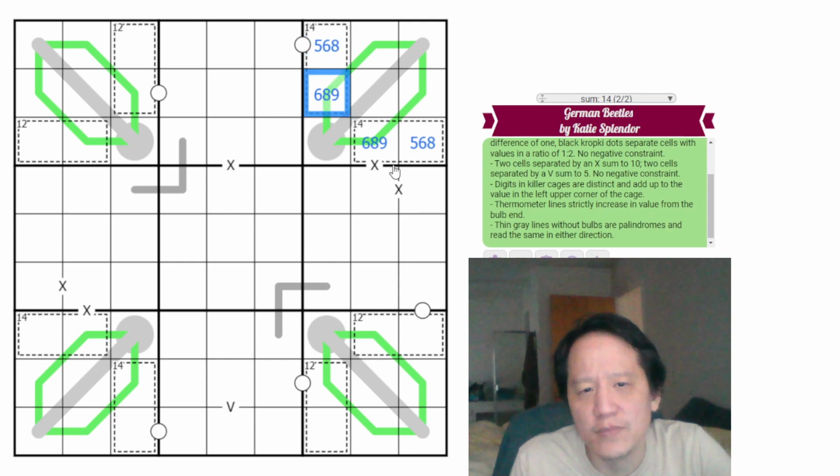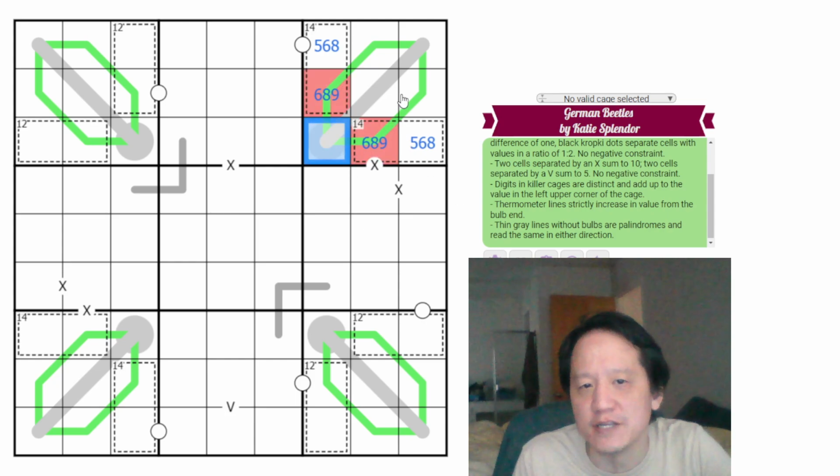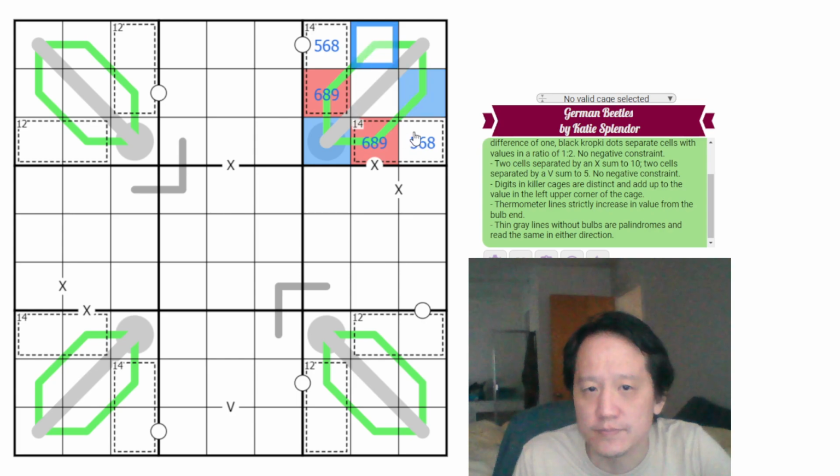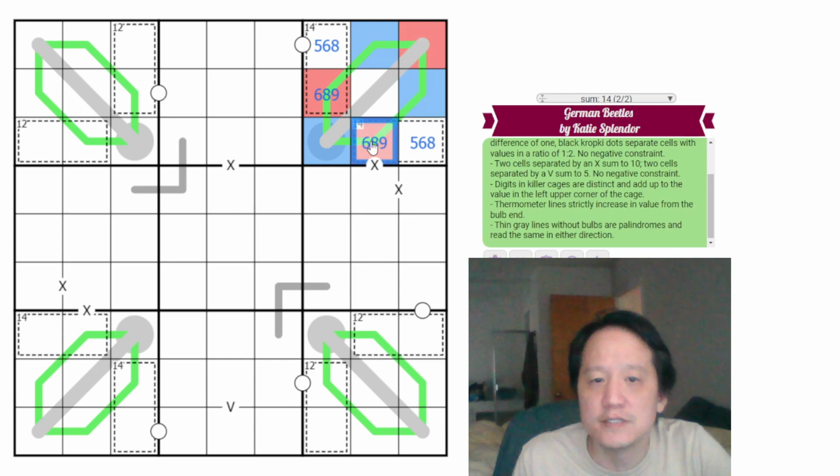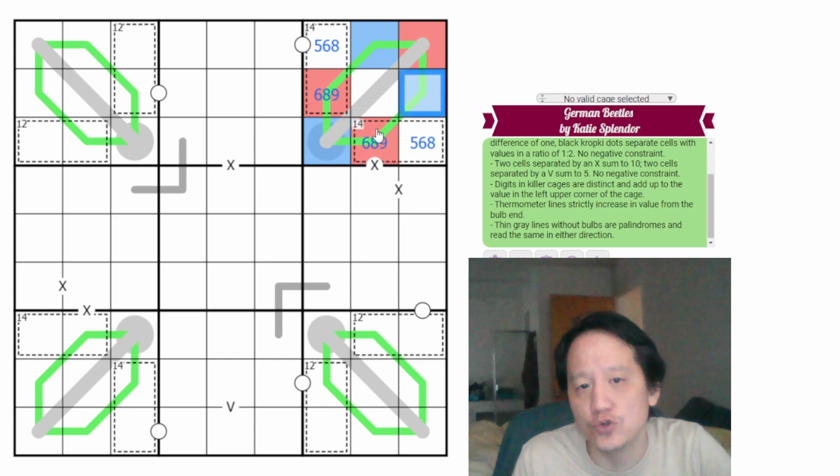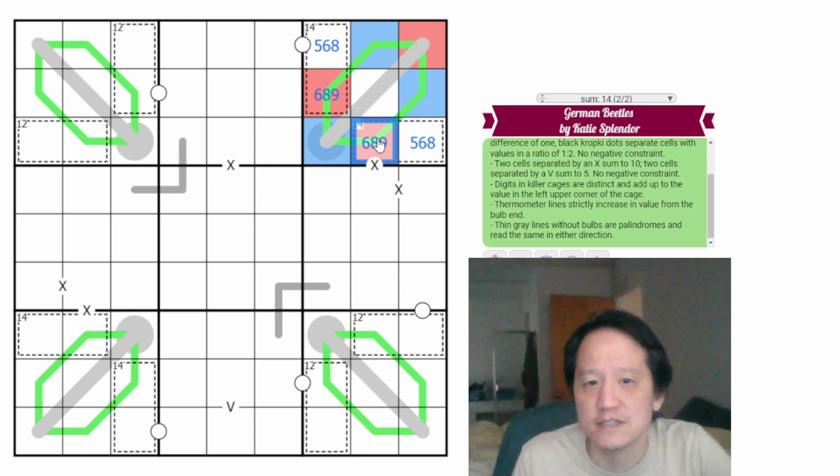In addition, we know 6 cannot be in between 2 digits, right? Now, what I usually like to do with German whisper lines is if I know a color, I color the highs in red and the lows in blue. And the reds have to be next to blues, and the blues have to be next to reds. So we know these are blue. This has to be red. 6, again, can never be next to 2 on a German whisper line because 6 can only be next to a 1, and that's it.